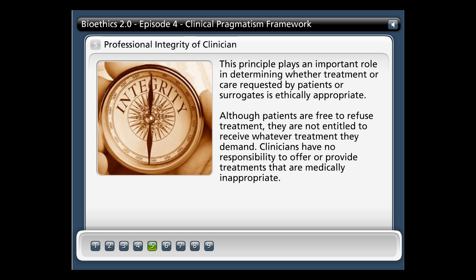Professional integrity of clinicians. This principle plays an important role in determining whether treatment or care requested by patients or their surrogates is ethically appropriate. Patients are free to refuse treatment. That's an acknowledged ethical and legal right. However, the converse is not true. Patients are not entitled to receive whatever treatment they demand. Clinicians have no responsibility to provide treatments that they consider medically inappropriate, but these determinations must be supported by appropriate evidence.